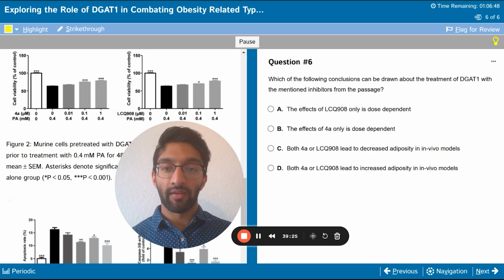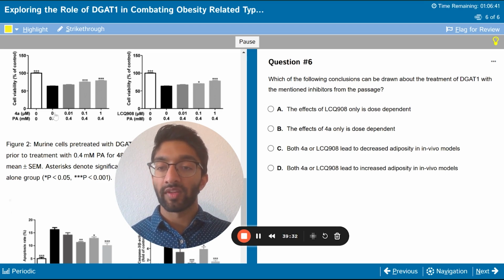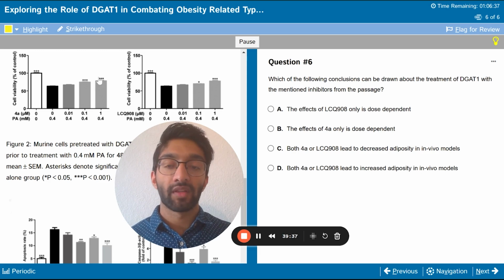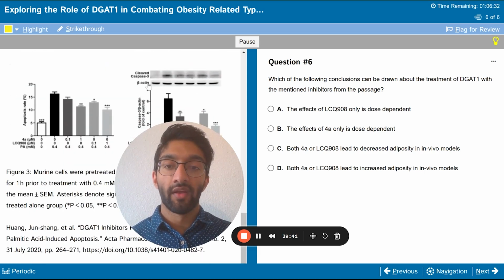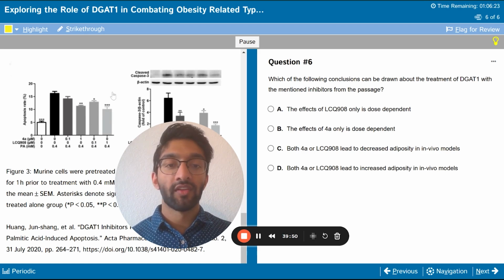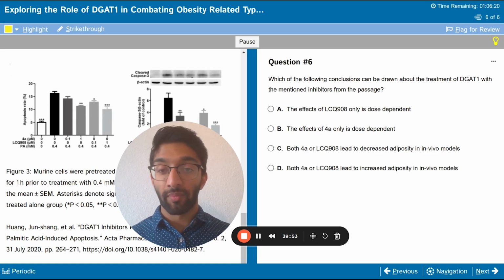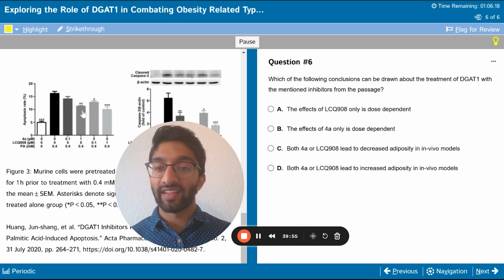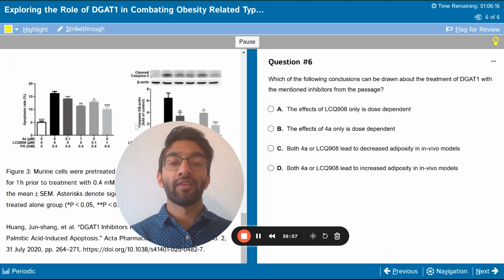Second thing is dose dependent. What does it mean to be dose dependent? Basically, that means that as you increase the amount of a compound or a substance, the effect increases. And that's, once again, what we already see here. When you go from 0 or 0.01, let's say, to 1, there's a significant increase in the cell viability, right? Same thing here. As you increase the amount from 0.1 to 1, we have another drop in apoptosis. And that's the exact same thing we see for LCQ. So they're both dose dependent, and they're both doing the exact same thing. There's really no difference between the two inhibitors.